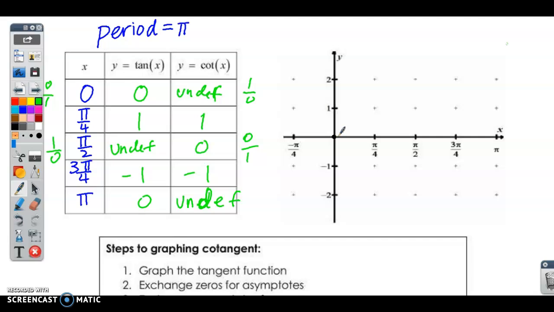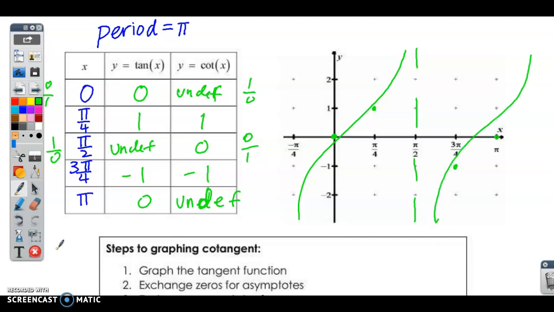So let's see, 0, 0. I'm just graphing the points for the tangent first. Pi over 4, 1. Pi over 2, undefined. So I'm going to very lightly in green put my asymptote because that's going to change, right? And then 3 pi over 4 is negative 1, and then pi is 0. So what's happening is the graph looks like this, okay?